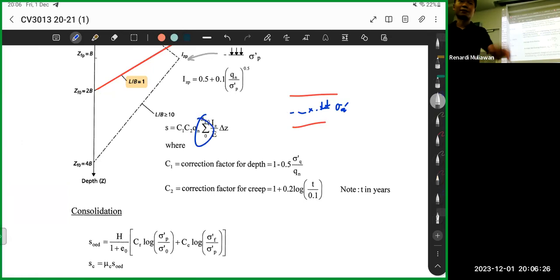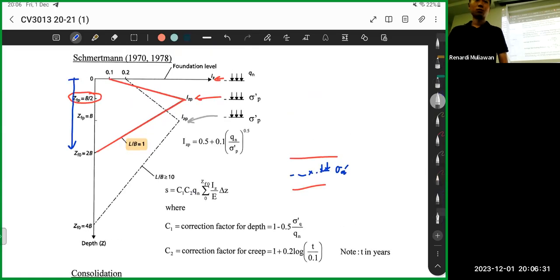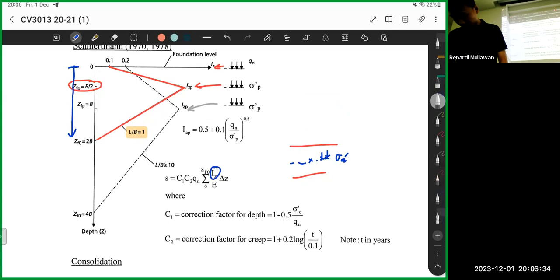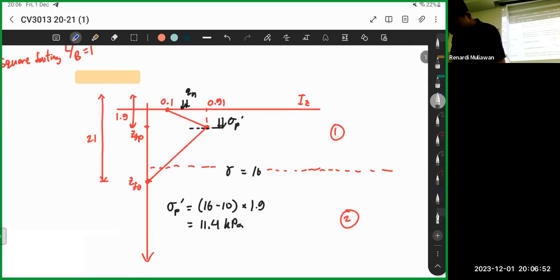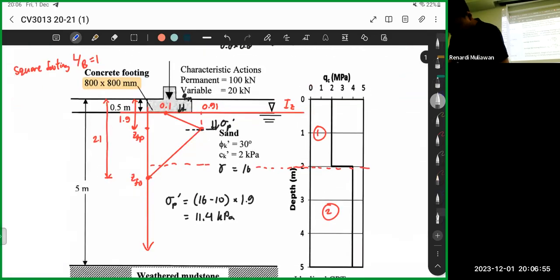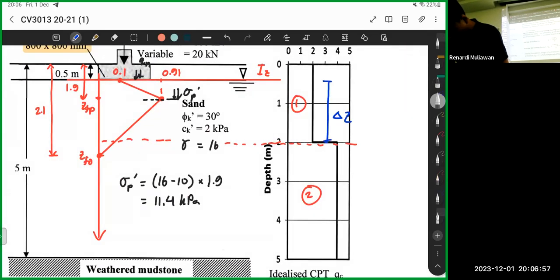0 to ZFO means you're summing up all the contributions from 0 to ZFO. That's the sum of 0 to ZFO. IZ, you need to refer to the line. Then this one is the layer thickness. Yeah, that's delta Z. So in this case, delta Z, the middle of layer means somewhere there.